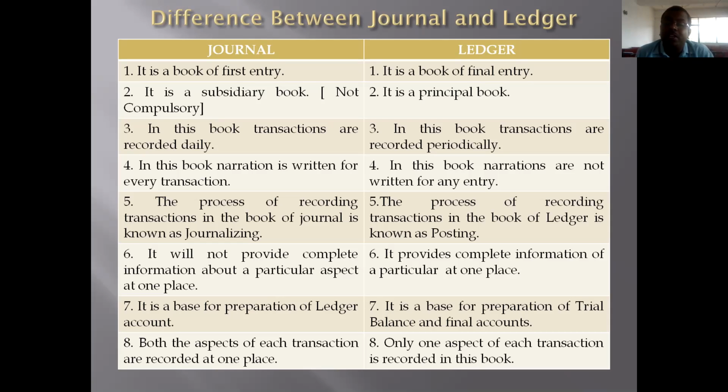Narration is a short summary of the transaction. For each and every transaction, we are going to record narration in the book of journal. But when it comes to the ledger, we are not going to write narration for the transaction. We will write narration only in the book of journal. So the difference is all about narration. In the book of journal, narration will be written for each and every transaction, but in the book of ledger, narration is not written.